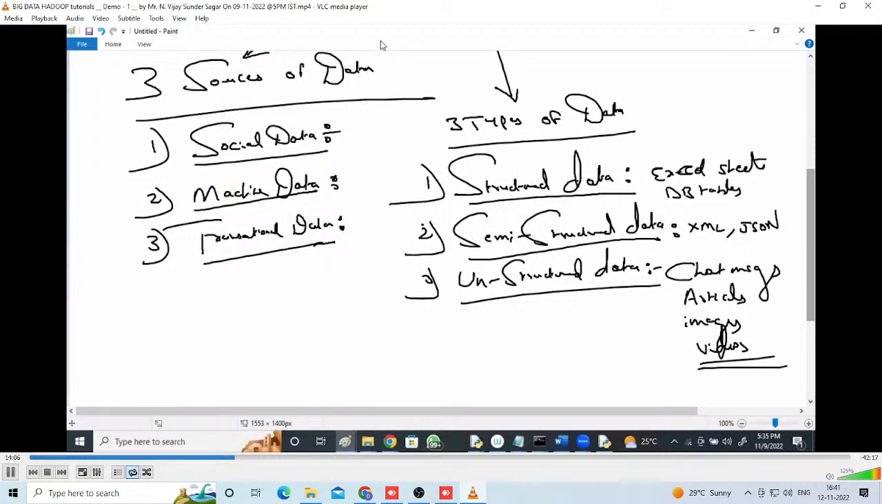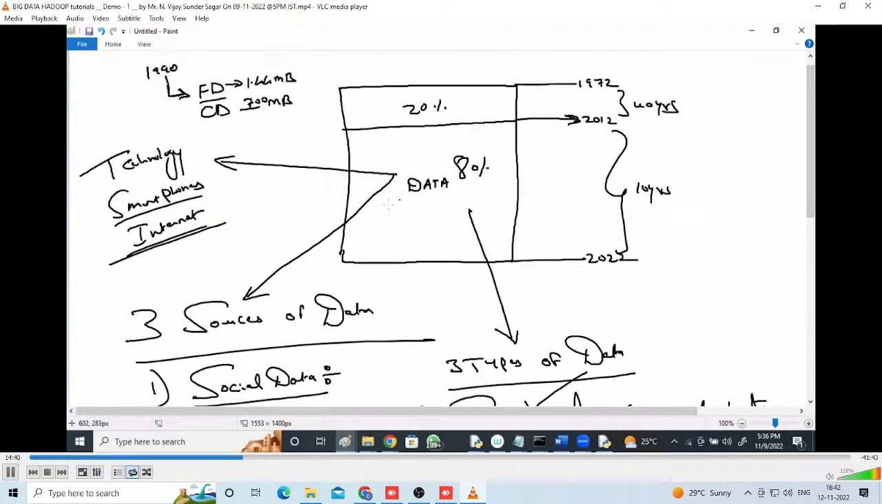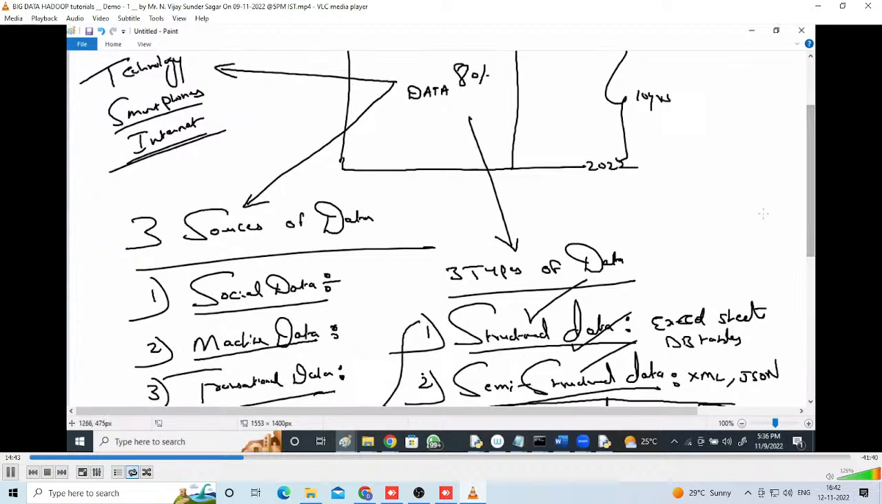So the biggest challenge today is that most of the data we see is in unstructured format. We need to store this unstructured data and process it. But databases can handle only structured data. Hadoop can store and process all varieties of data: structured, semi-structured, and unstructured. So day by day, as data is increasing enormously, we need proper storage systems and processing systems to store and process this huge data.